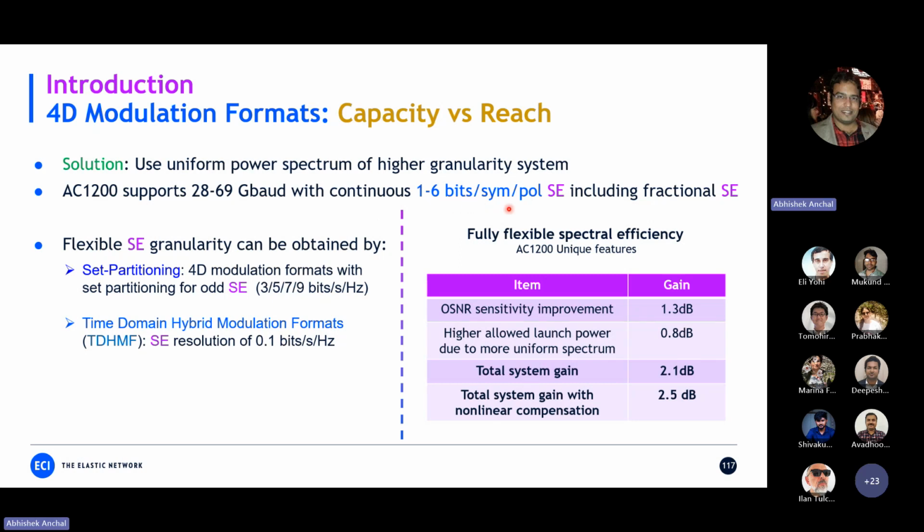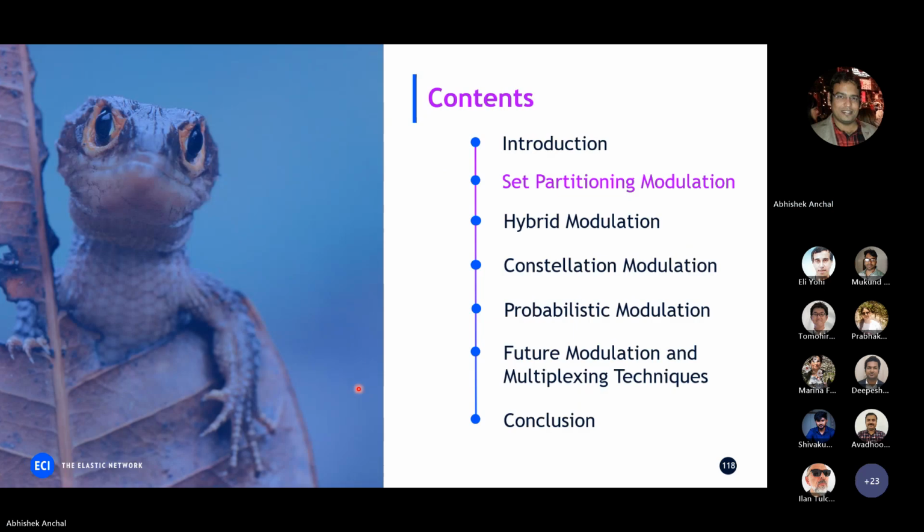Acacia supports 1 to 6 bits per symbol per polarization. This means it can go either to odd numbers like 3, 5, 7, 9 using the set partitioning method, or it can even go to fractional numbers with a resolution of 0.1 bits per symbol per polarization. That is possible by time domain hybrid modulation format, and both of these are supported by Acacia. And of course, if you move to that, you have certain gain, which we can see later on. So first we go to set partitioning modulation format.